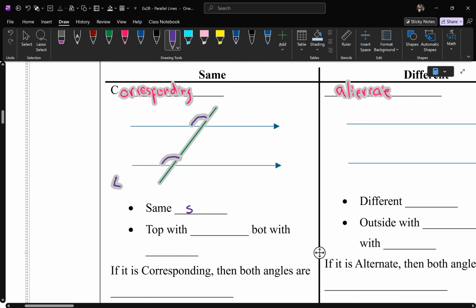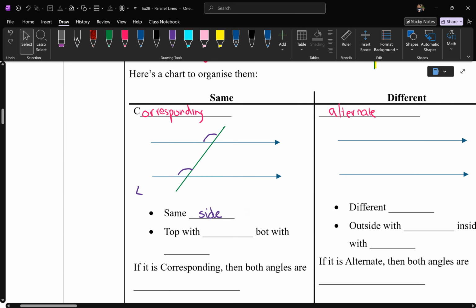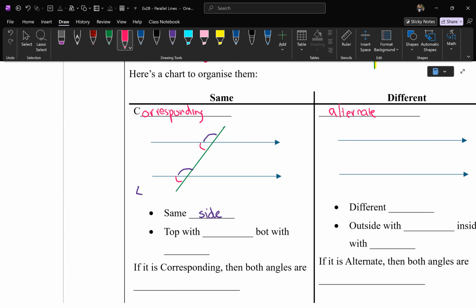Same side. Okay, so they need to be the same side, but not only just being on the same side, because you could have had this angle here, you could have had this angle here. Those are on the same side, but these are not corresponding. The one that I just drew in pink, the purple and pink are not corresponding. They are supplementary, but they're not corresponding angles. However, these 2 purple ones, they are corresponding. So I added another point to help you remember.